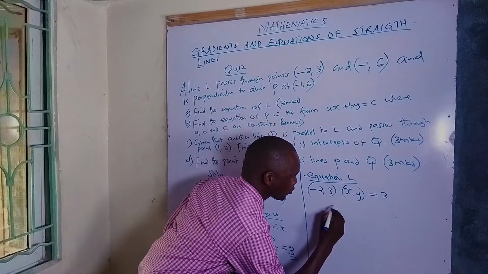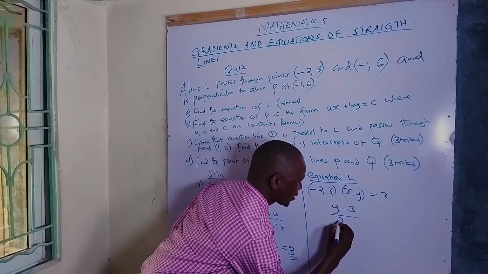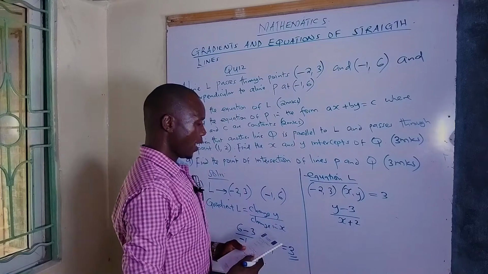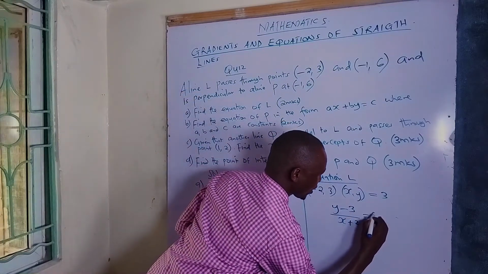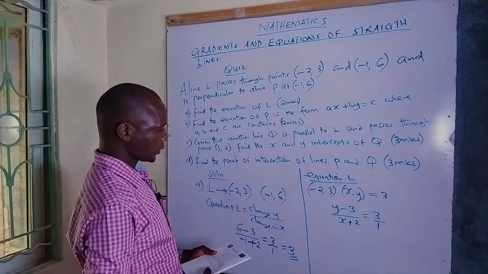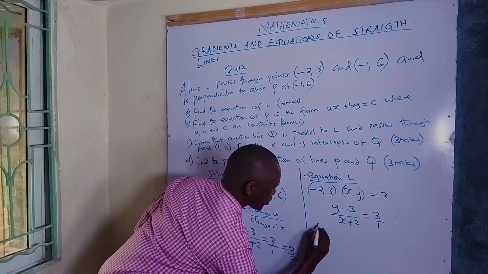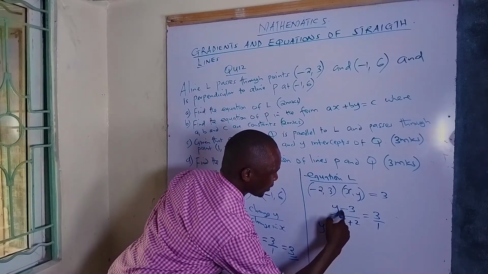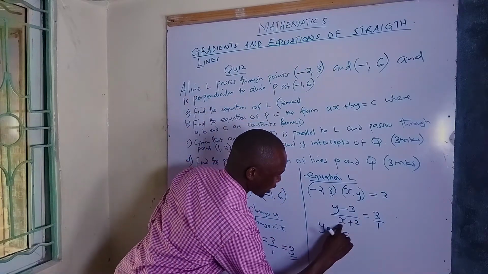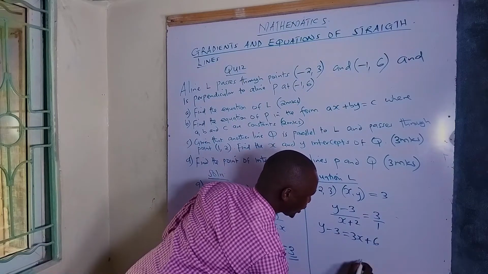So we start from the unknown, which is y, minus the value of y, which is 3, over x minus the value of x, which is -2. Minus will give us a plus, and this must give us 3 over 1, which is the same as 3. So from there you cross multiply. 1 times y, you will always get y, then 1 times -3, you get -3, and this must give you 3 times x, you get 3x, then 3 times +2, you get +6.